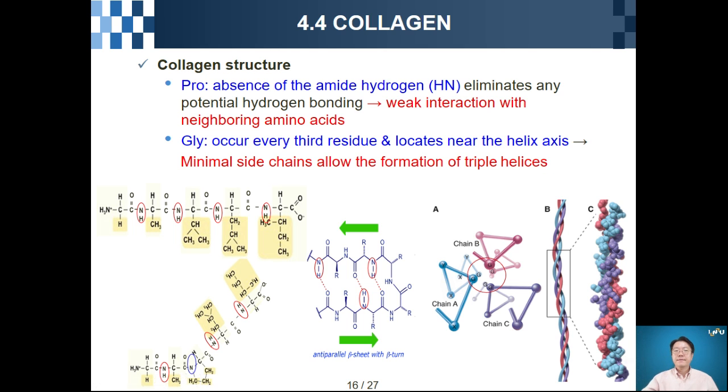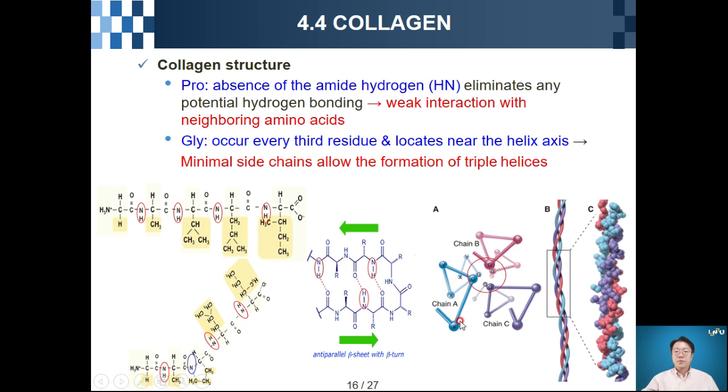It means that glycine has a minimal side chain. They only have hydrogen as the side chain. So this minimal side chain allows the formation of the triple helix, because glycine doesn't have a bulky side chain.